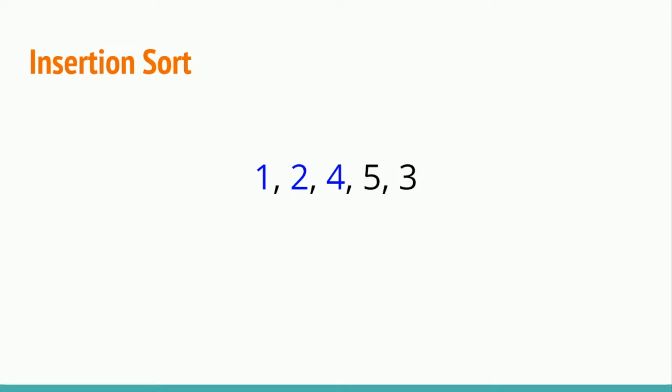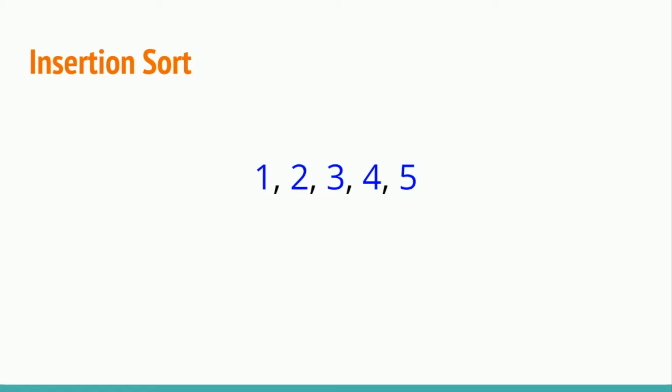Then we go to 5 and 3. We compare those two, and we find out that 5 is greater than 3, so they switch places. Then we compare 4 and 3. 4 is greater than 3, so those two elements switch places. And finally, we compare 3 and 2. 3 is greater than 2, so we leave it as is. And that is how insertion sort works. We have a fully sorted list.